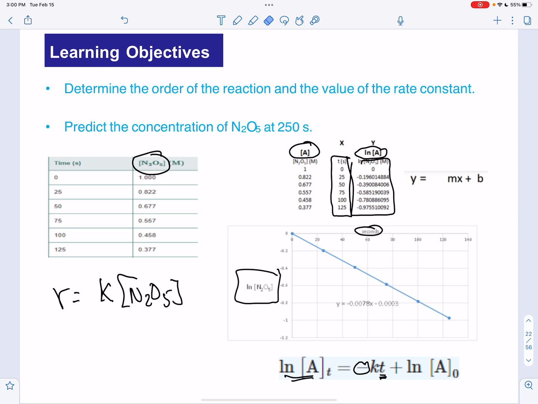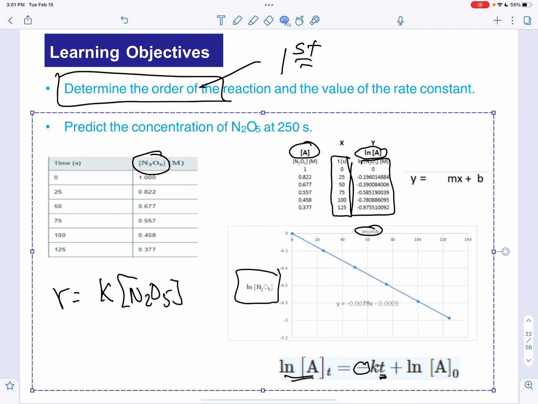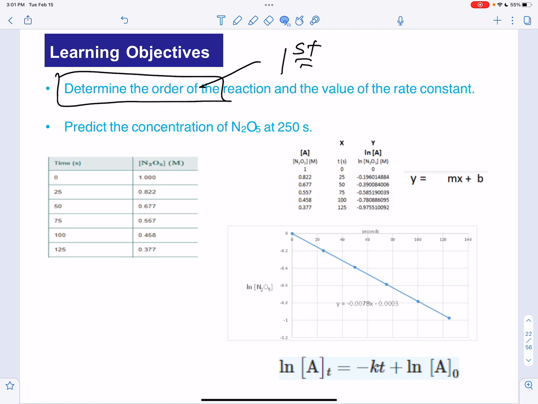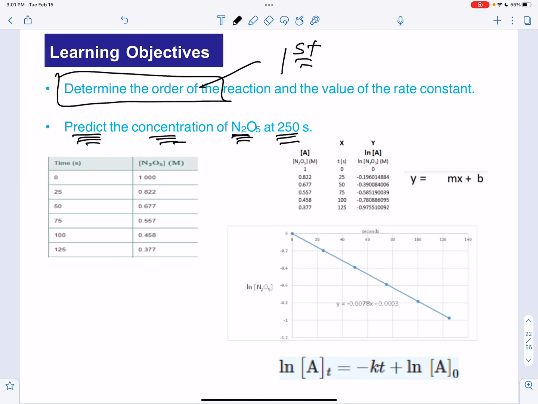So we did this part of the problem, determine the order. First order. We know it's first order. So now that we know that, can you predict the concentration of dinitrogen pentaoxide after 250 seconds? And the answer would be, yes, we can do that. So how are we going to do that?